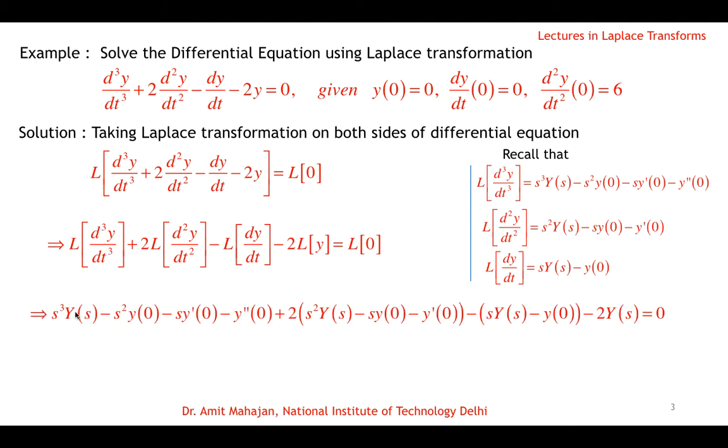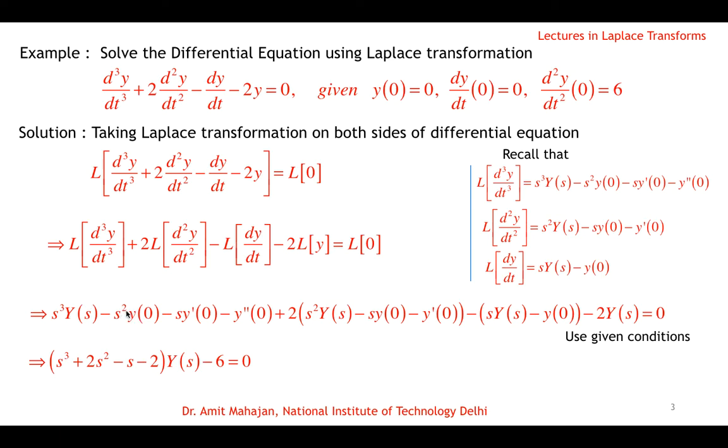So substitute all these results here, that's our first step. The third derivative Laplace is this up to here, then plus 2 times the Laplace of the second derivative, minus the Laplace of the first derivative, so that's sY(s) minus y(0), and minus 2 times the Laplace of y, which is Y(s), equal to the right hand side, which is 0. Then in the first step, once you take Laplace, you substitute whatever initial conditions are given, so put y(0) is 0, the first derivative at 0 is 0, and the second derivative at 0 is 6. So use all conditions.